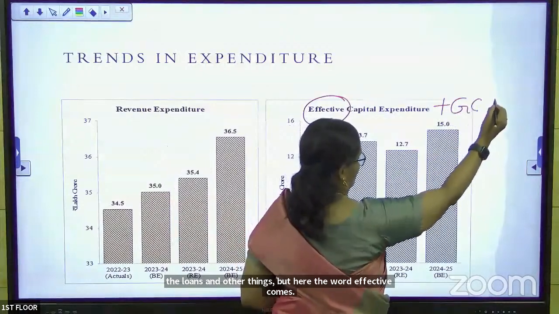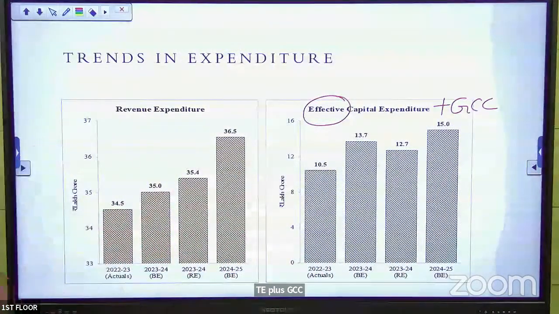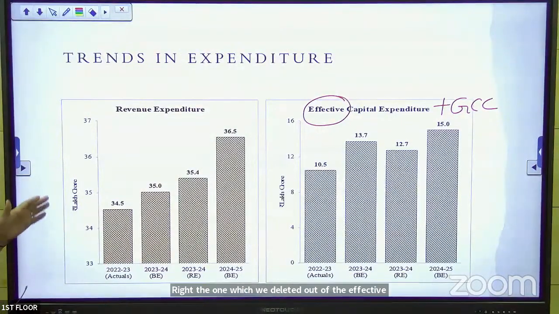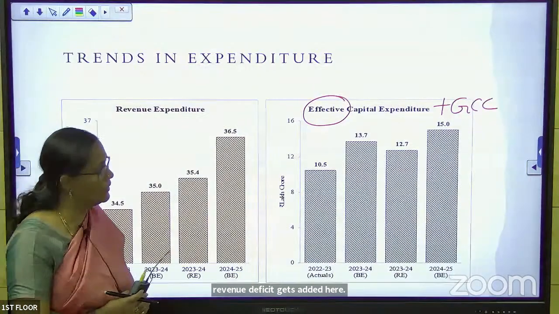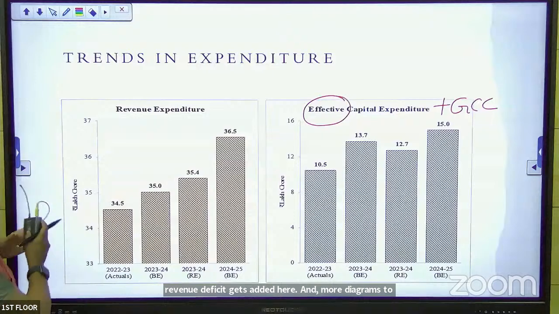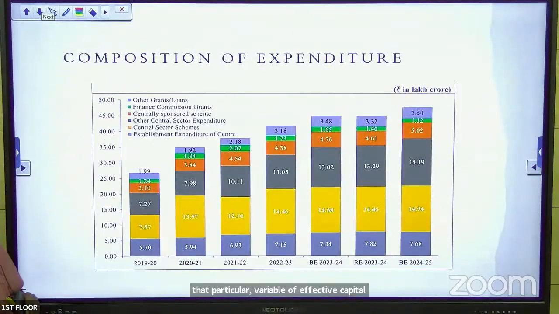CE plus GCC, right? The one which we deleted out of the effective revenue deficit gets added here. There are more diagrams to that particular variable of effective capital expenditure which are upcoming. So this is about the composition of the expenditure.